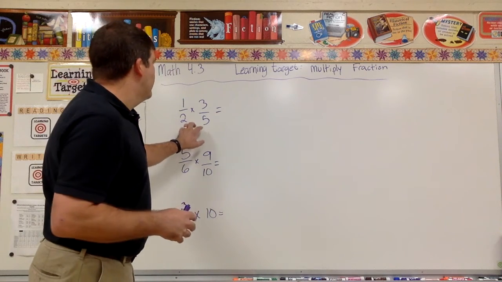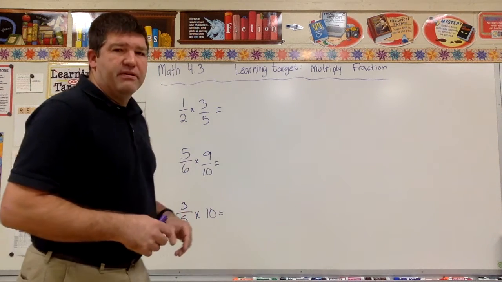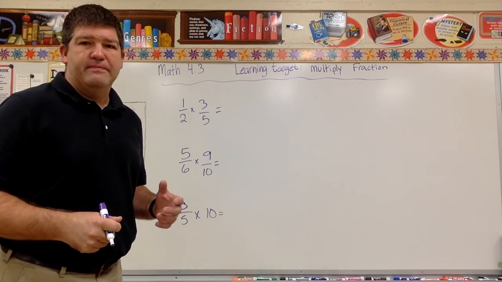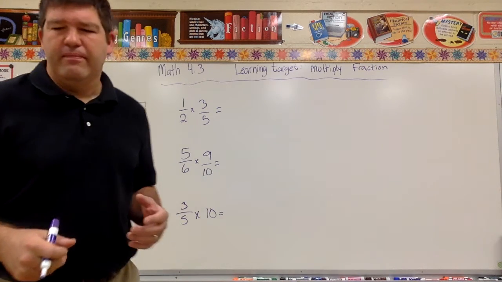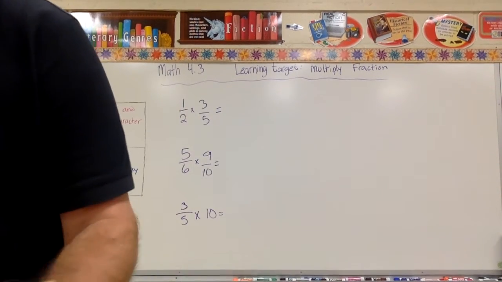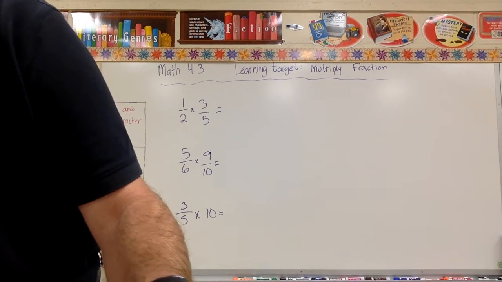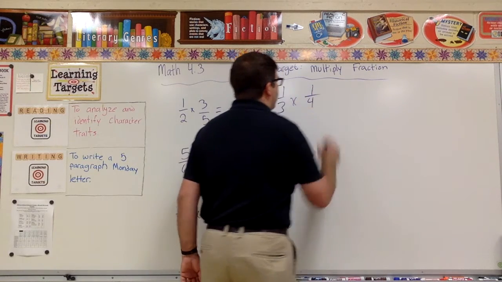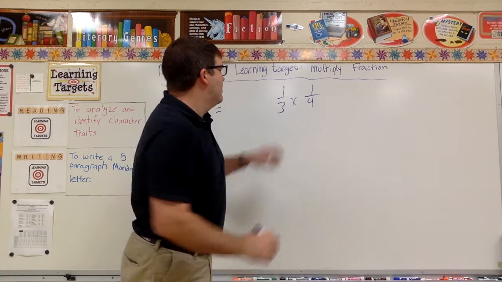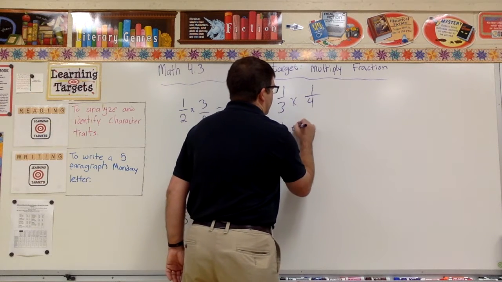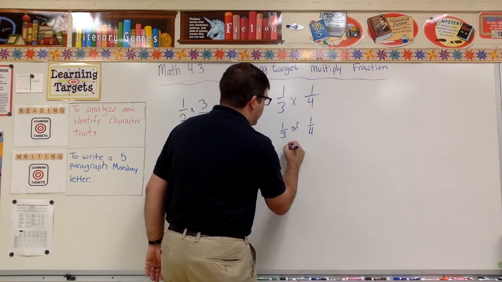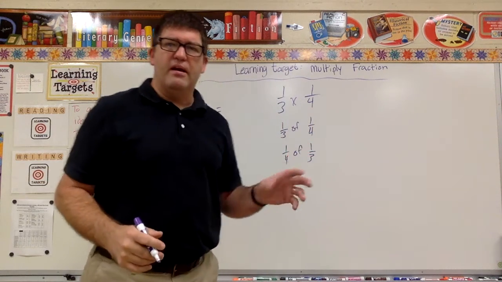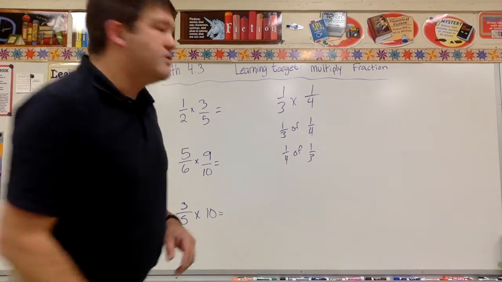All right, so 1/2 times 3/5. I'm going to show you a little bit about what this means. Okay? Now, take for example 1/3 times 1/4. So it's 1/3 of 1/4, or you could do 1/4 of 1/3. Either way, and of means multiplication. Okay, so let's do this.